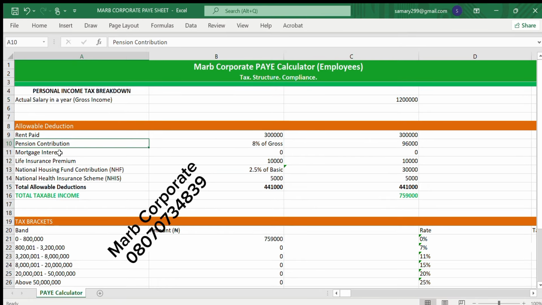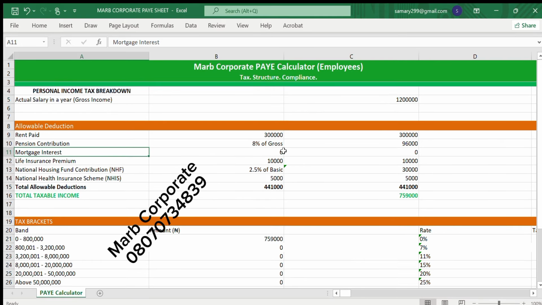Now, next is pension contribution. So as an employee, you are allowed to contribute 8% from your active year to your pension, while your employer contributes 10%. You pay 8%, while your employer pays 10%. So this is also annually. It's going to be 8% of your gross income of this 1.2 million, that is 96,000. It means that on a yearly basis you are paying 96,000.